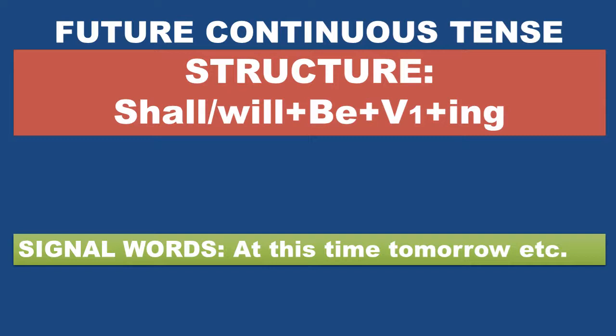Future continuous tense is used to indicate an action that will continue at some time in future. The signal word that you can see is "at this time tomorrow." So if there is only tomorrow, then you will write the sentence in simple future tense. But if "at this time tomorrow," or 9 a.m. tomorrow, 9 p.m. tomorrow is there, you have to write the sentence in future continuous tense.